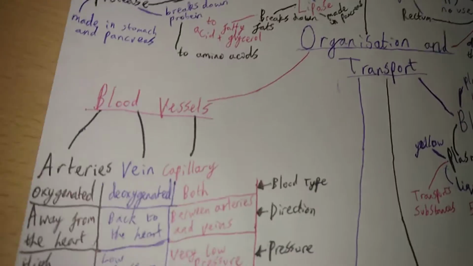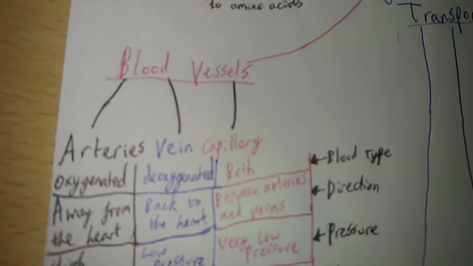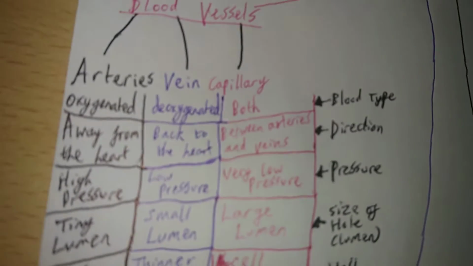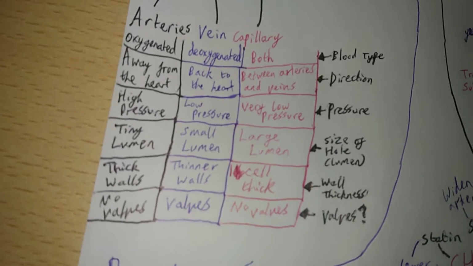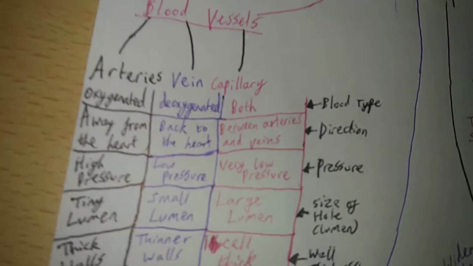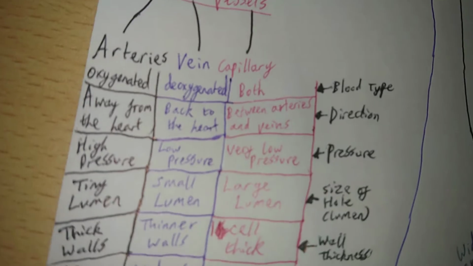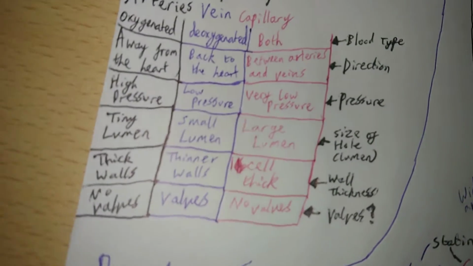So, as we're on the blood, now we're on to blood vessels. There are three types of blood vessels: the arteries, the veins, and the capillaries. Arteries tend to carry oxygenated blood away from the heart at a high pressure. They have a tiny lumen and thick walls with no valves. Veins tend to carry deoxygenated blood. They normally carry it back to the heart at low pressure with a small lumen, thinner walls, and valves.